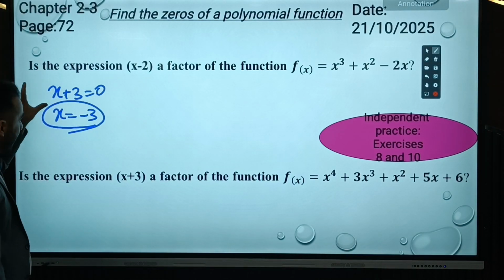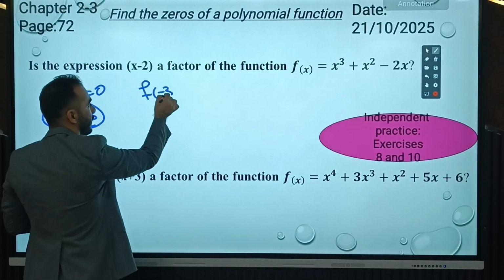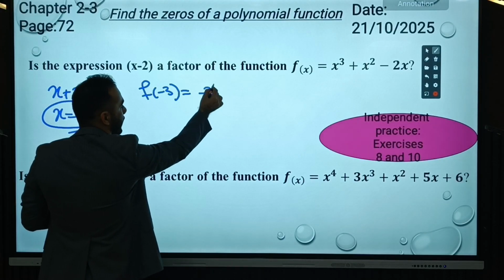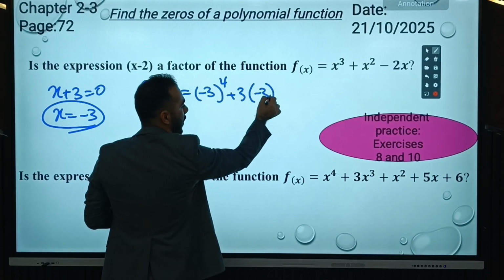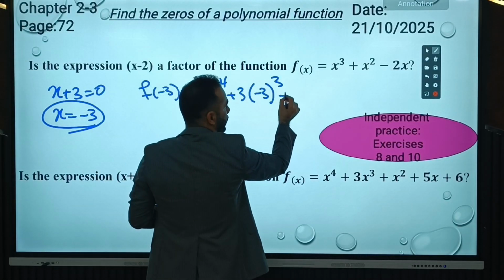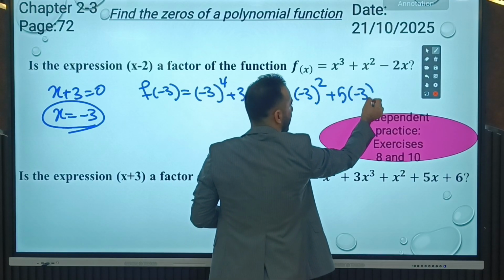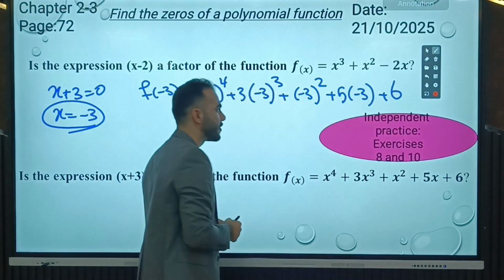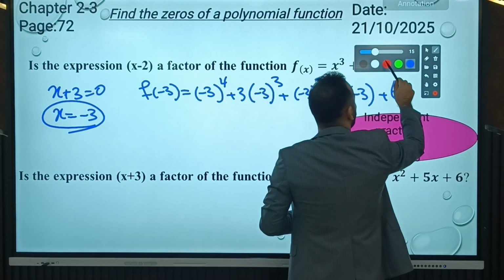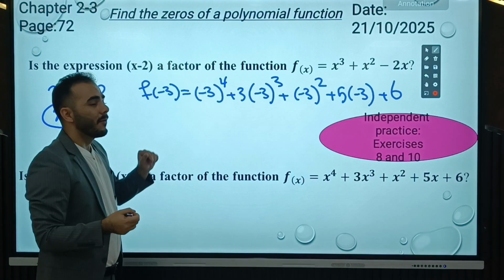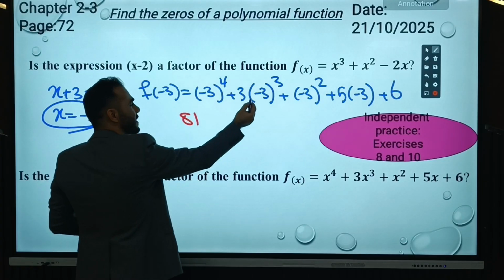Okay, so f of negative 3 equals to negative 3 powered by 4 plus 3 times negative 3 powered by 3 plus negative 3 powered by 2 plus 5 times negative 3 and plus 6. Let's see what we are going to get. Let's just change this color in order to make it more clear. Okay, red. Negative 3 powered by 4, if you go and check it, it's equal to 81. Negative 3 powered by 3, it's equal to negative 27 times 3, it's equal to negative 81.